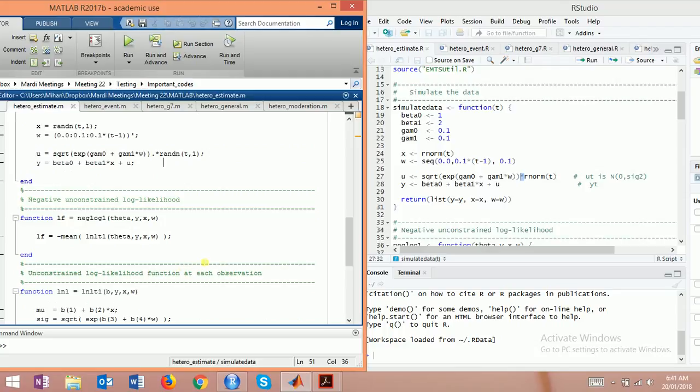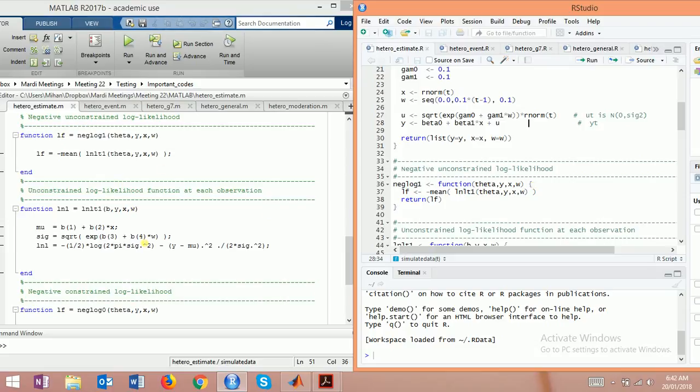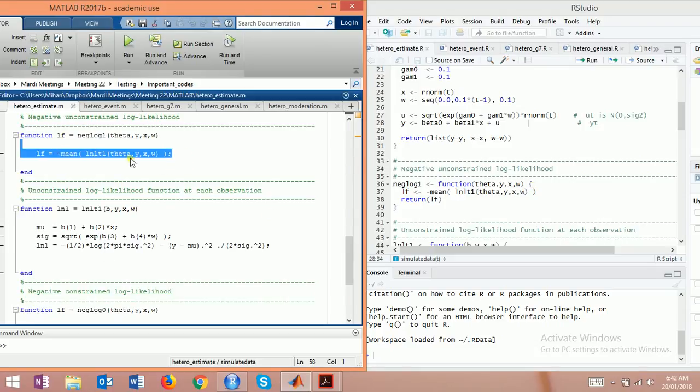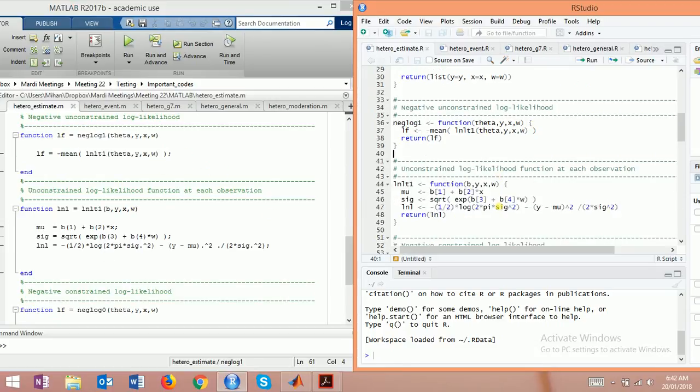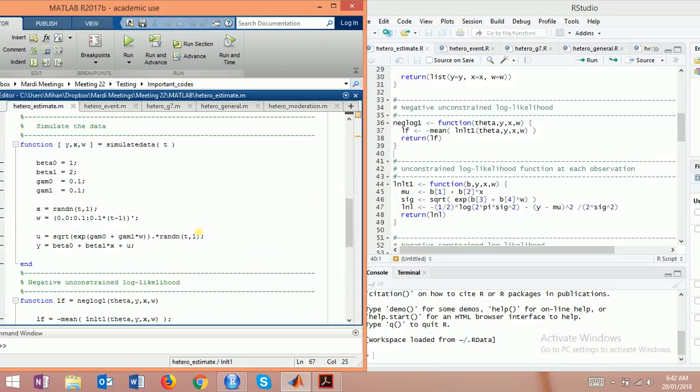And then we simulate beta. Fine. Then the log likelihood function, negative unconstrained. This is done at a later stage, not a big deal. Log LT, the function is log LT, which gives me b, y, x and omega.